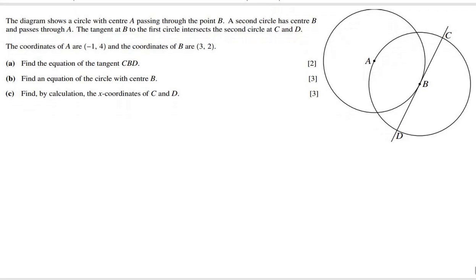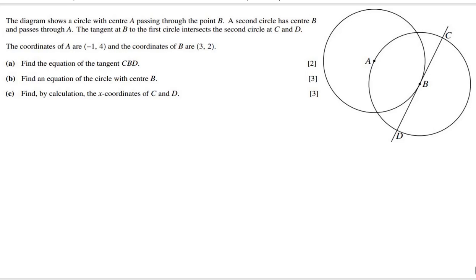It says the diagram shows a circle with center A passing through point B, all right? And then the second circle has center B and it passes through point A. The tangent at B to the first circle intersects the second circle at C and D. All right, so now most of this information is on this picture, which is good.